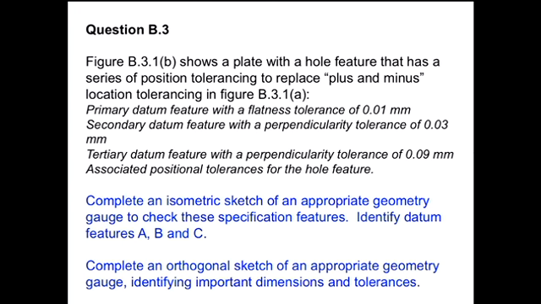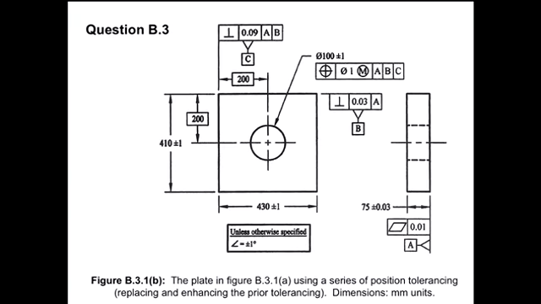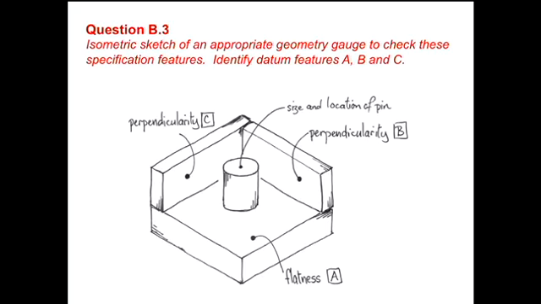We're after a gauge from memory. There's datums: primary datum, secondary datums, tertiary datums. We talked about that, a fully worked example. Complete an isometric sketch, identify the datums, and then complete an orthogonal sketch of a gauge to achieve it. So there's the object, and some of the tolerances listed on that object that I've talked about at great length. Sketch, it's all we're after.